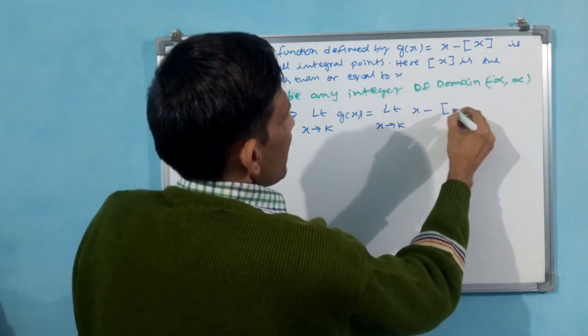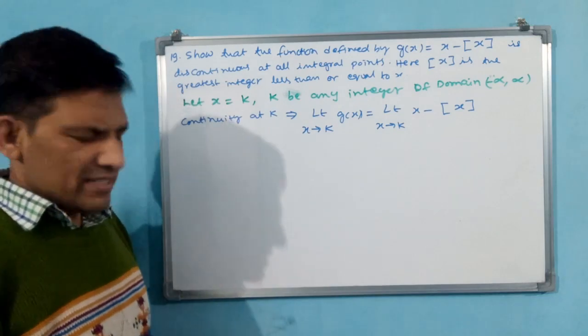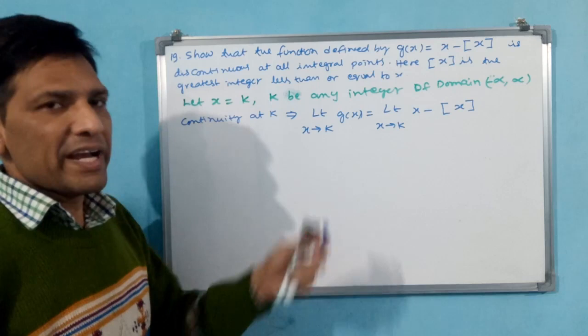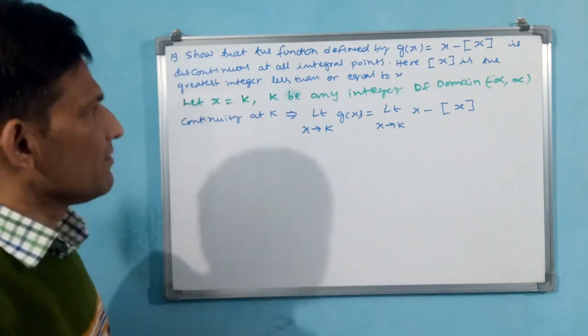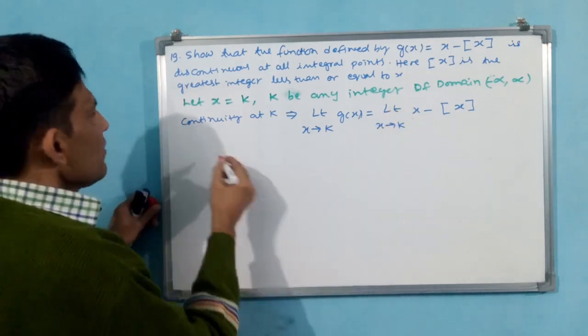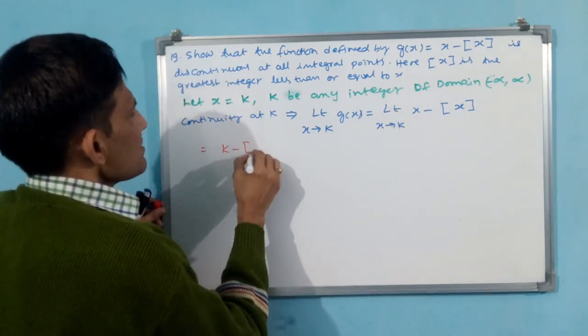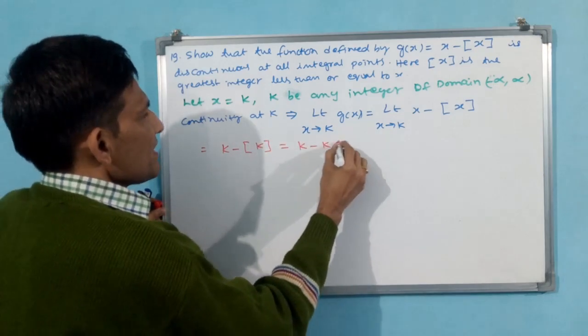x minus bracket x. Actually this we should call the greatest integer function x, but nobody calls it that; you call it simply bracket x. Afterwards we will treat it as a greatest integer function. Now you substitute: I am substituting k minus greatest integer of k. That means k minus k, that is equal to 0.